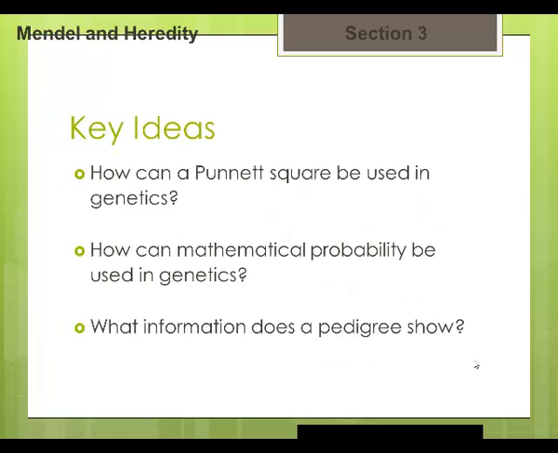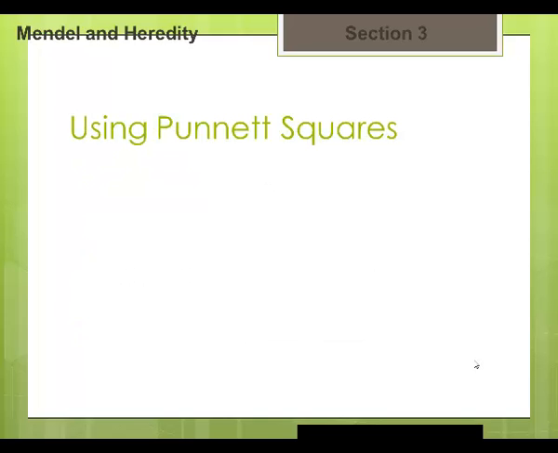Key ideas. How can a Punnett square be used in genetics? How can mathematical probability be used in genetics? And what information does a pedigree show?